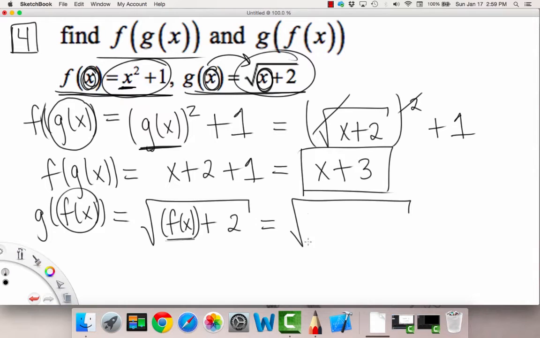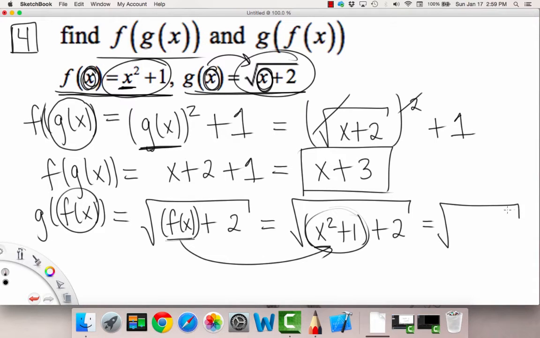So that's going to give us the following. We have square root of, in parentheses, x squared plus 1, and then plus 2. We just replaced our f of x with x squared plus 1, because that's the formula we were given. Then we simplify everything on the inside. We get the square root of x squared plus 1 plus 2, which is equal to the square root of x squared plus 3. And that's basically it. This is our g of f of x. That's our single function which represents the composition of g and f.